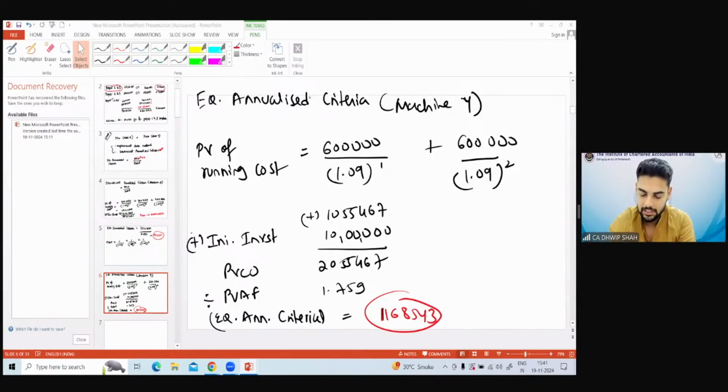Yes, X. Because here we are comparing the outflow. We are comparing the cost. So whichever has the minimum cost, the lowest cost, we will select that. Had this been NPV, then yes, machine Y. Had this 1,168,543 been an NPV, then machine Y is the correct answer. But here we are comparing the outflows. So the lower the outflow, the greater the wealth of the investor. So our answer would be machine X. Okay?